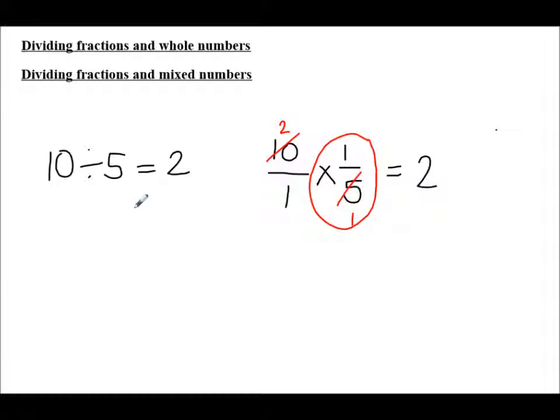Instead of dividing fractions, we are going to multiply by the reciprocal of the divisor. This is the divisor. So 5, the reciprocal of 5 is 1 over 5. So all we're doing, 5 can be written as 5 over 1. So all we are doing is inverting this fraction like that, and we're going to multiply by the reciprocal.